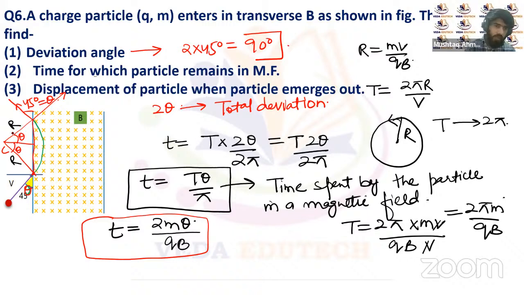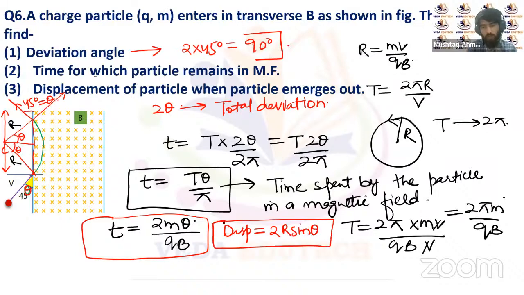Now we can resolve this r into two components. This will be r cos theta, right? And this component for this r will also be r cos theta here, right? So the total displacement will actually be r sin theta, not r cos theta. So the total displacement here will be equal to twice r sin theta, right? Twice r sin theta.